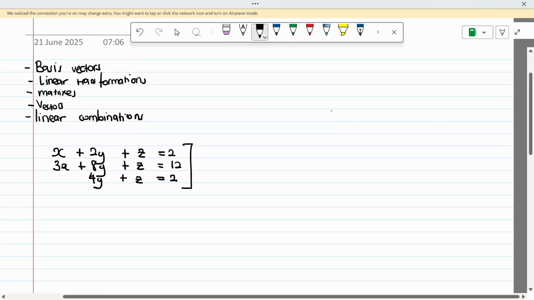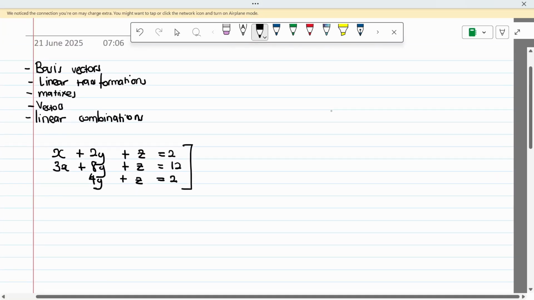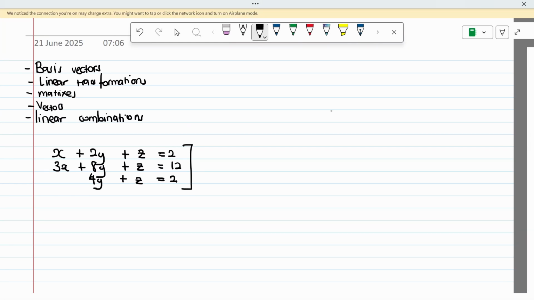So some of the things we looked at were basis vectors. The first thing we looked at was vectors. We can represent vectors as a column of numbers: x, y in a two-dimensional system, or x, y, z, and so on. That's what we looked at as vectors.